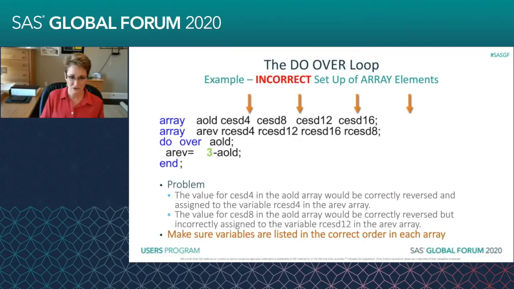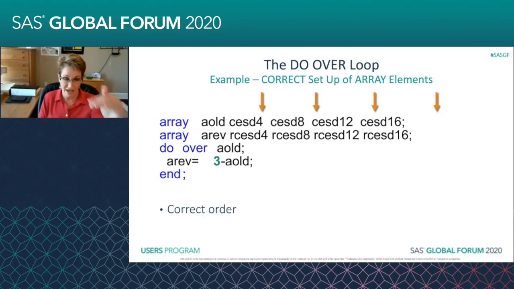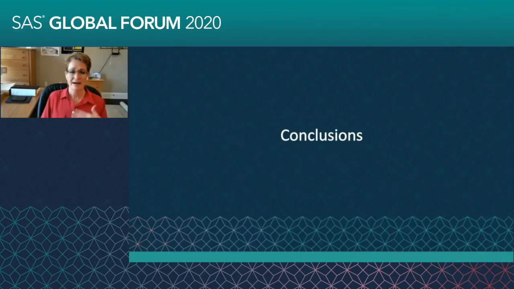So you have to make sure that your variables are listed in the same order if you're assigning the values of variables in the same array. So here we have the correct order. Reverse CESD4 is always first, 8 is always second, 12 is always third, and 16 is always fourth. Okay, so that is basically the gist of arrays and do loops.